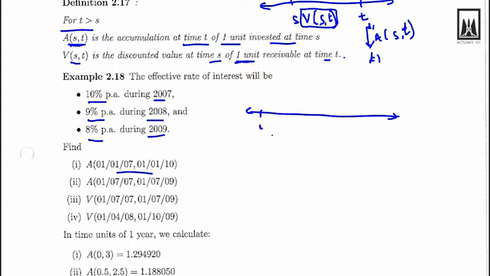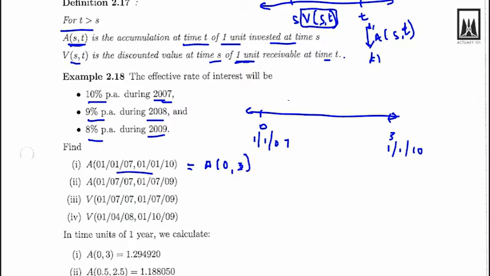Let's say that time 0 is 1st January 2007 and time 3 is 1st January 2010, because we are given the interest rates from 2007 until 2010, since 2009 is complete. So the end of 2009 can also be written as the beginning of 2010. Now we want from 1st January 2007 to 1st January 2010. Now what can this be written as? This can be written as A(0,3), right?